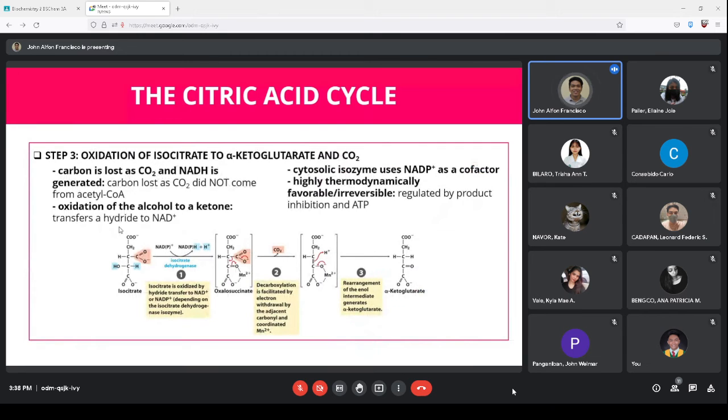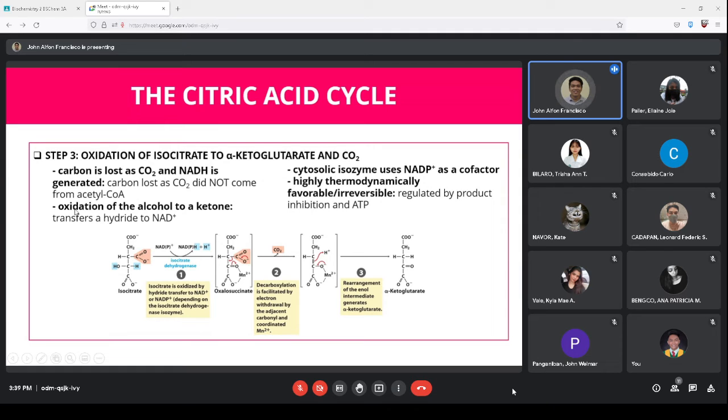Alright? After you produce your isocitrate, the next goal is to form your alpha-ketoglutarate. So you will oxidize your isocitrate to form your next component. And within this reaction, nagkakaroon ka na ng release of carbon dioxide. Carbon is lost as carbon dioxide and NADH is generated, or NADPH. The carbon lost as carbon dioxide did not come from acetyl-CoA. So yung carbon dioxide that will be released within the system does not come from acetyl-CoA.